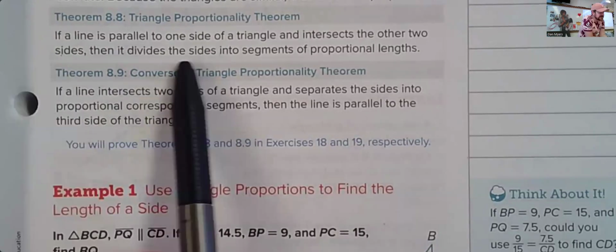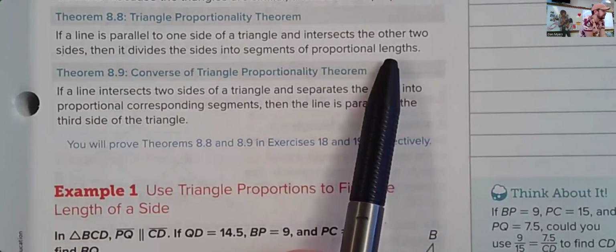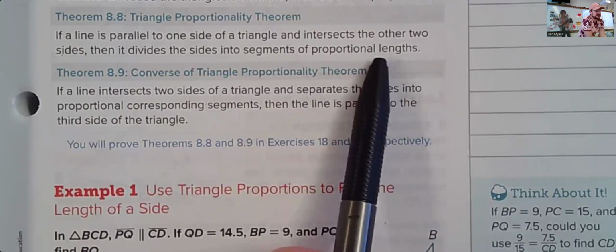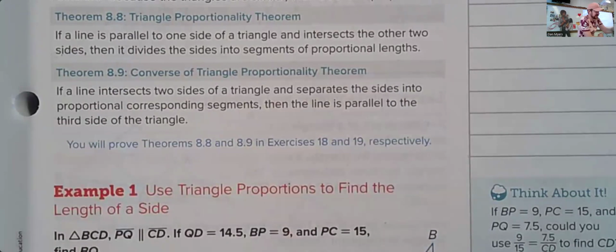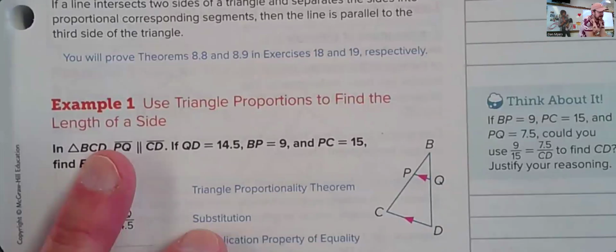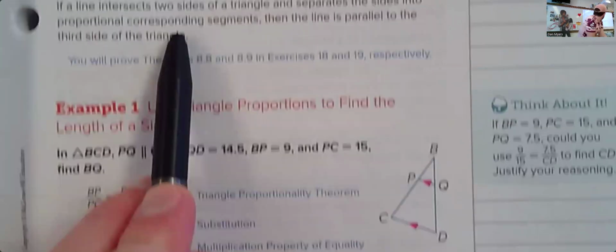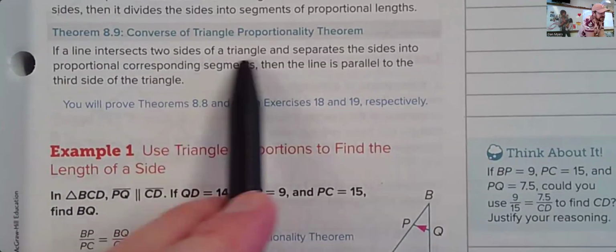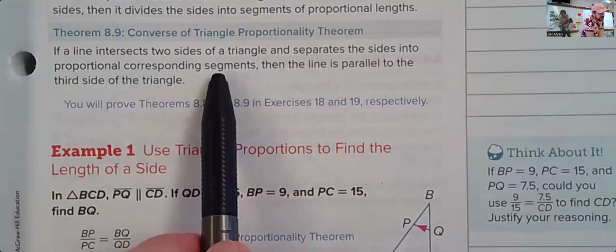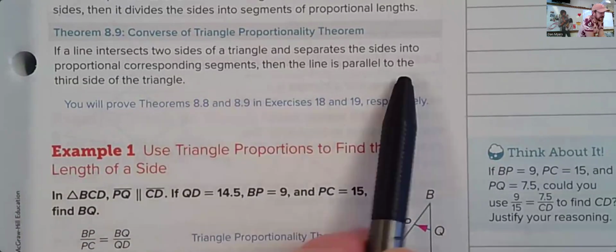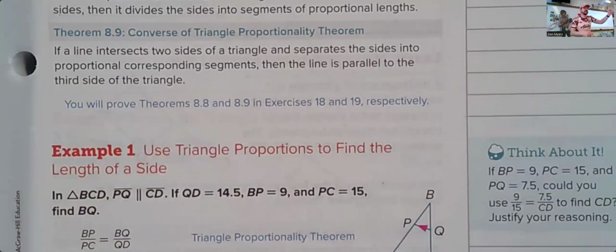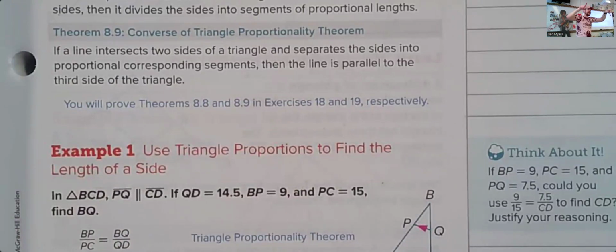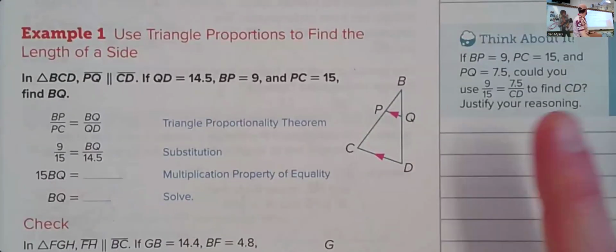So it actually divides the sides into segments that are proportional. So this is something that's going to look a little bit different. The math will be the same, but the way that it appears on the paper with the triangles will look slightly different. All right. Then the second one here, the converse of the triangle proportionality theorem. It says if a line intersects two sides of a triangle and separates the sides into two proportional corresponding segments, that means that the line is parallel to the third side. So if it's parallel, it creates proportional segments. If you have something connecting and it makes proportional segments, that means you have two parallel lines in your triangles. That's what it's saying.